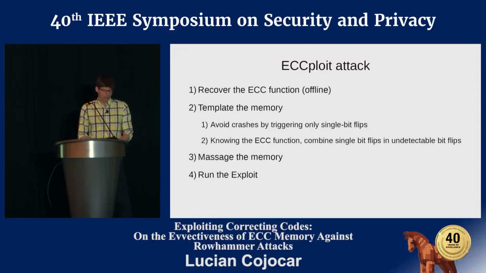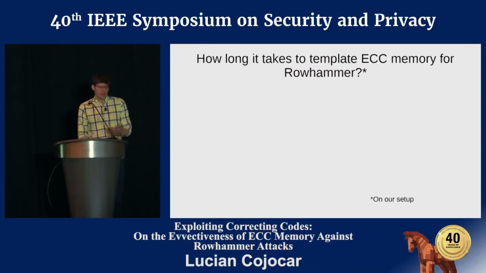And then finally, we run the exploit. The last two steps are exactly the same as the canonical ECC exploit. Now, how long does it take to template the ECC memory for Rowhammer?